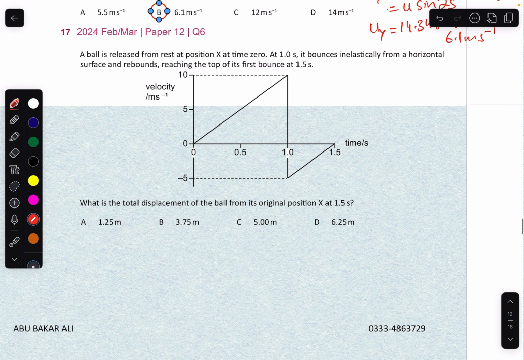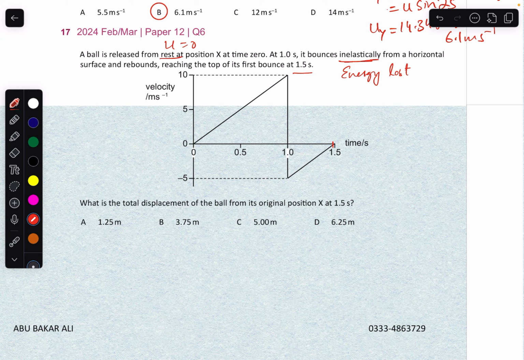In question 17, a ball is released from rest. Again, initial velocity is 0. At time 0, at 1 second, it bounces inelastically from the horizontal surface. Inelastic is the collision in which energy will be lost, energy will not be conserved. So, what is the total displacement of the ball from its original position at time 1.5 seconds?